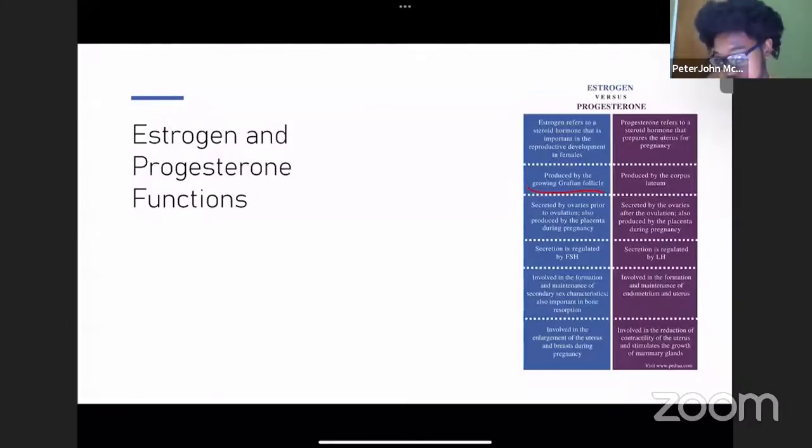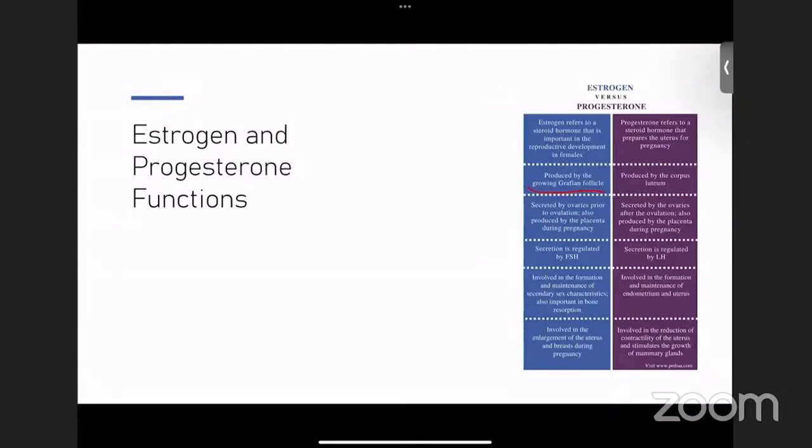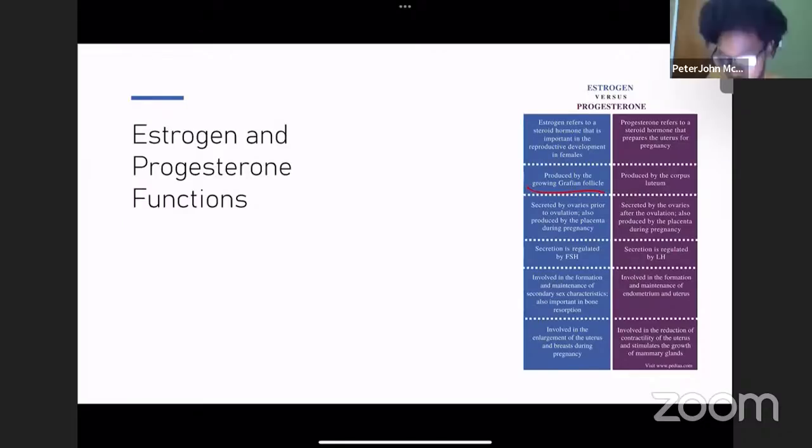And it stops the secretion of FSH. Remember, estrogen starts with an E, ovulation. O, estrogen, ovulation. So we're keeping it simple, right? Estrogen, ovulation. So estrogen is associated with ovulation, right?